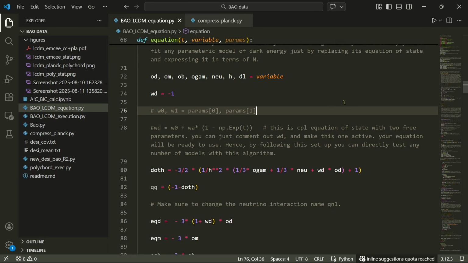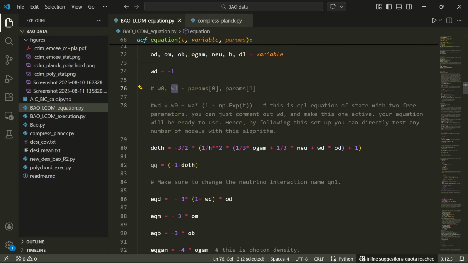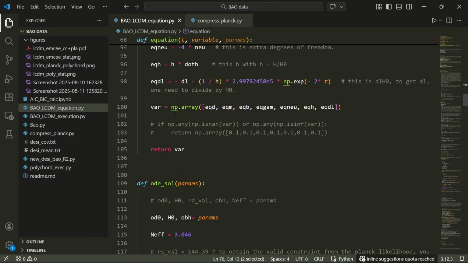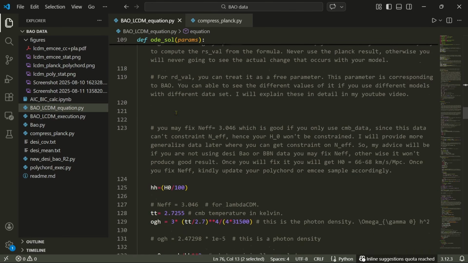Array means that it will have the values from initial to final, and they are labeled 0, 1, 2, 3, 4, 5, 6. Now since I have two parameters, I am using 0 and 1. So params of 0 will give you omega 0, params of 1 will give you omega 1, or W1. So the positioning is very important.